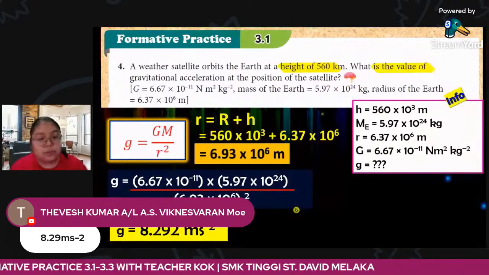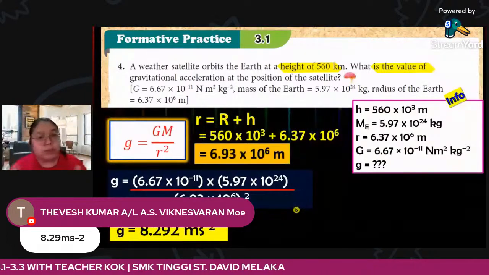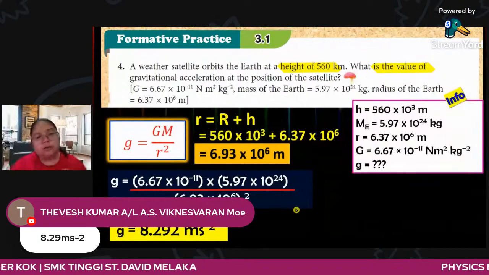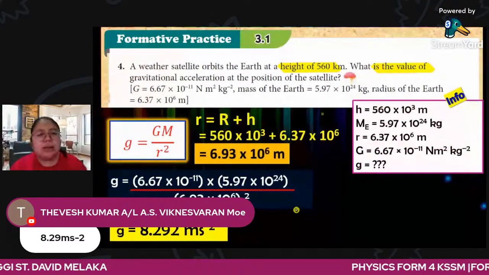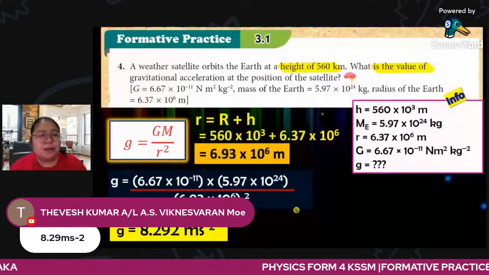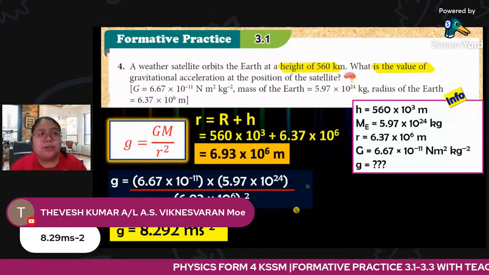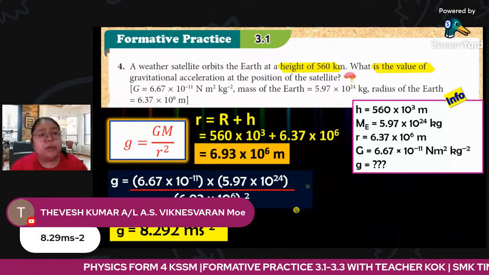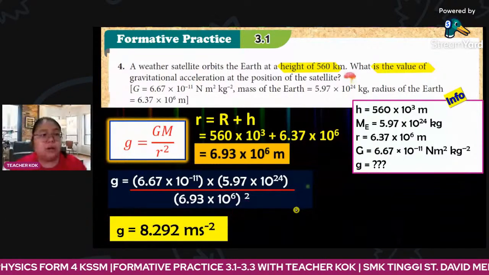So this one was question number 4. That means we just tried 2 questions. Suppose the question is not very hard, the important thing is you need to know which formula we need to apply, like this one. The info they will give already. So we go through to the next part.